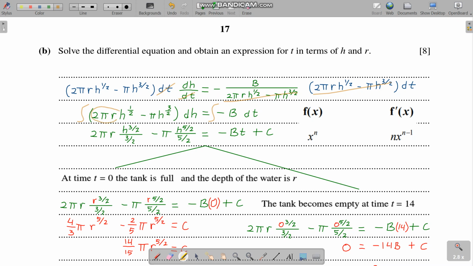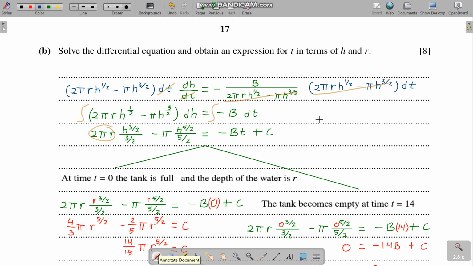When we integrate, this is just a constant. So we are integrating with respect to h. 2 pi r is just a constant. Now when we integrate h to the power of 1/2 dh, we use this rule here. The new power is 1 plus 1/2, which is 3/2, divided by 3/2. Actually, not this rule, this is differentiation. I mean the integration rule.